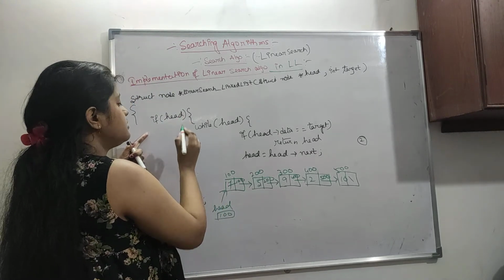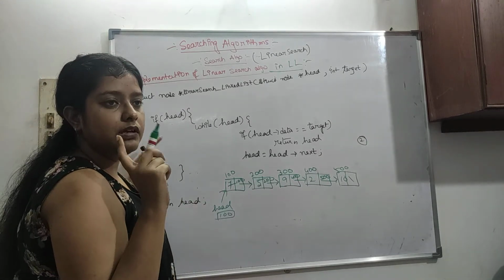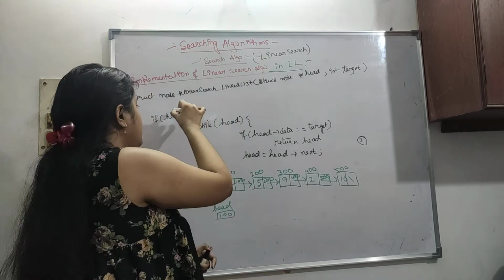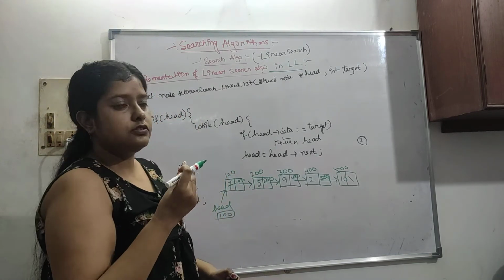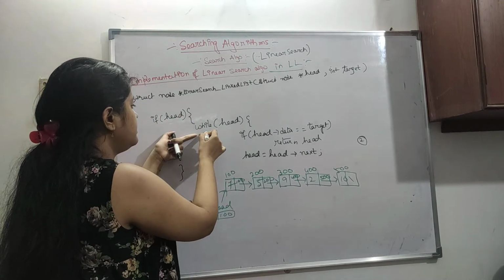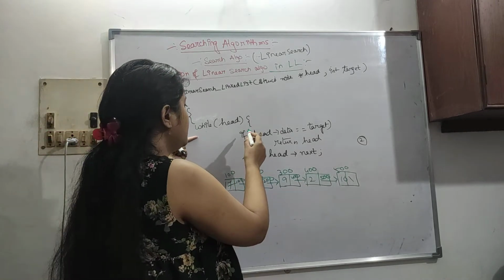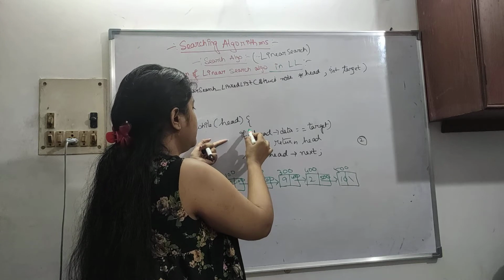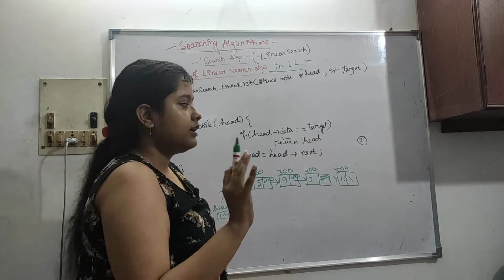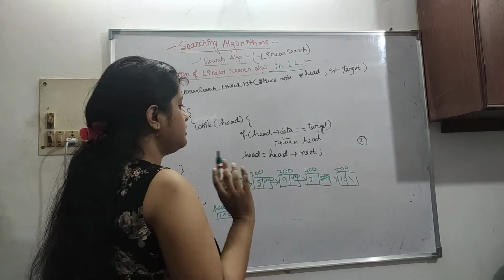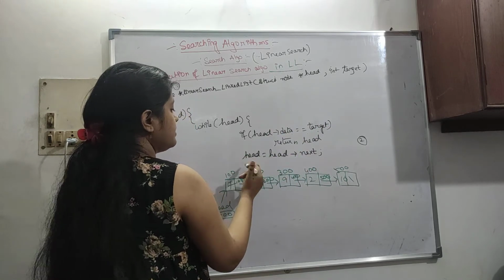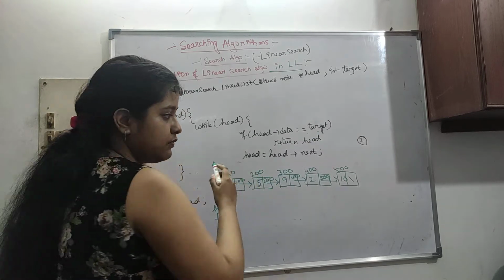So if head is not null, it will go inside, since some non-zero value is there. Inside this, a while loop is running, not a do-while, just a while loop. If head arrow data is equal to target, return head. If this statement is not true, head equals head arrow next. Like this we will go on.